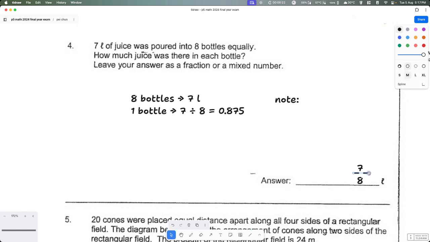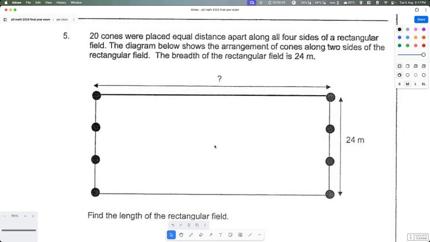Nothing much. Okay, I thought I had to do something. So it's basically this, nothing new. Like this, 7 over 8 liters. All right, wow, so simple. Okay, let's move on to question 5.